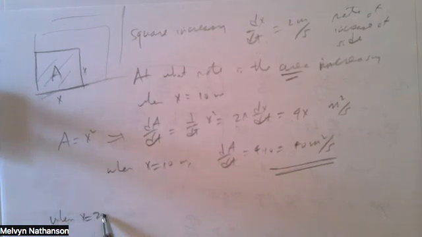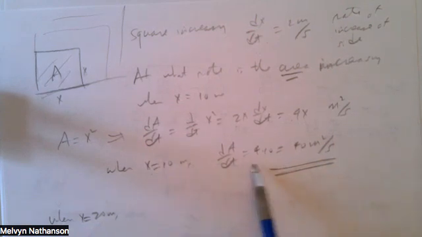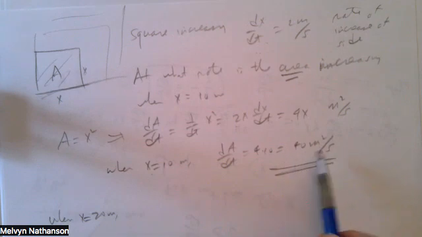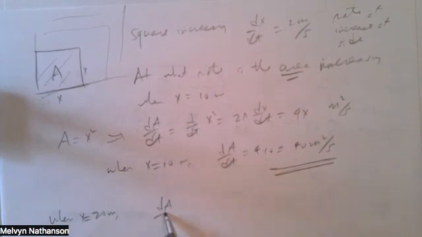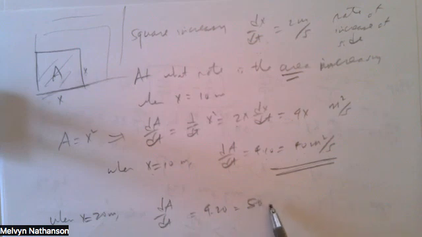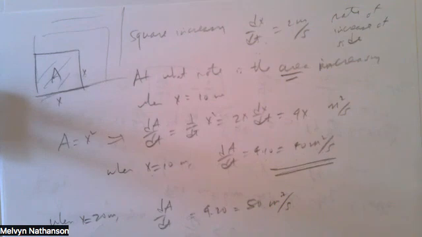When x equals 20 meters, how fast is the area changing? This is when x equals 10. The area is increasing at 40 square meters per second. When x equals 20, dA/dt is 4 times 20, or 80 square meters per second. So the bigger the square, the faster the area is increasing if the side is increasing at a constant rate.